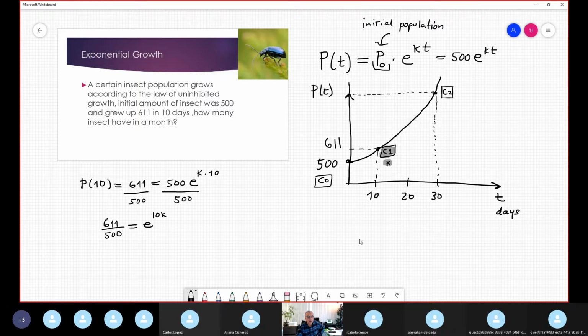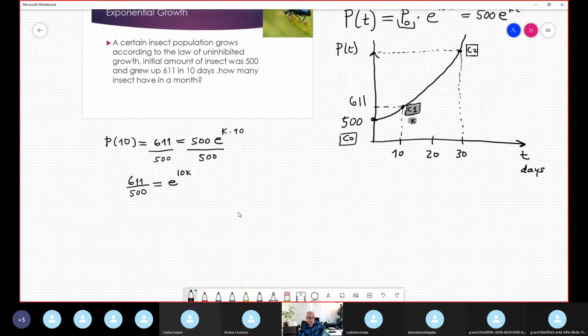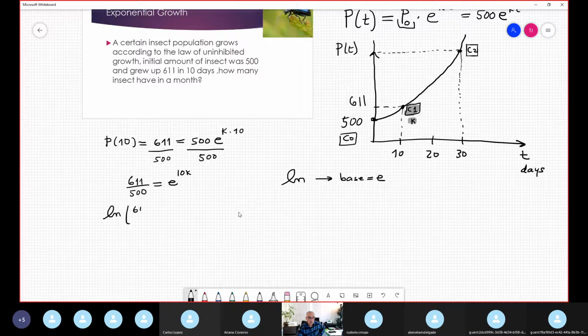I want to put the coefficient in the front. For me, it's more elegant. Now you apply logarithm on both sides. It's a classical exponential equation. What kind of logarithm is the most convenient to apply? Natural, because I know that natural, which is ln, is associated with the base e. So you apply natural here, and you apply natural here.